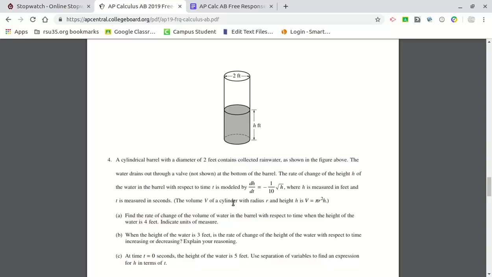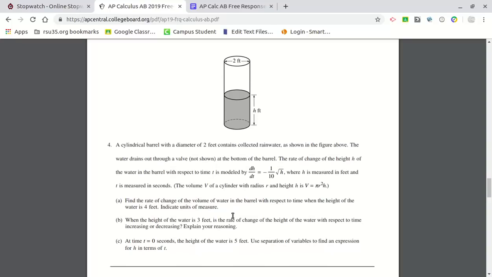Water is draining out, so it's negative. Okay, I think that's right. Cool. When the height of the water is 3 feet, is the rate of change of the height of the water increasing or decreasing? Oh, okay, so is dH over dt increasing or decreasing at 3 feet?